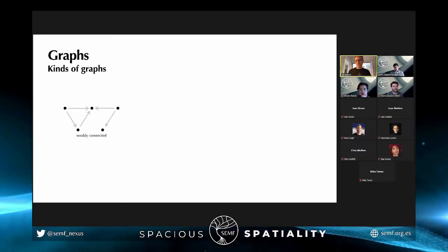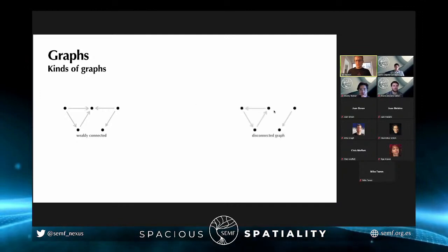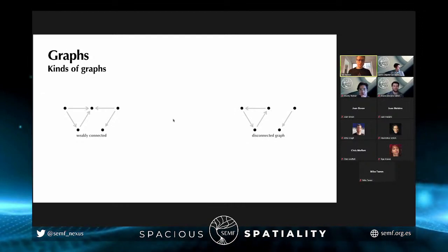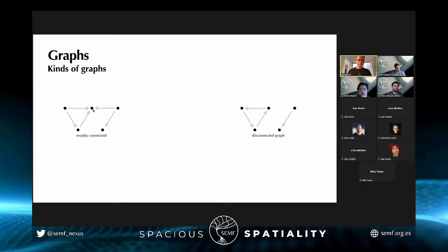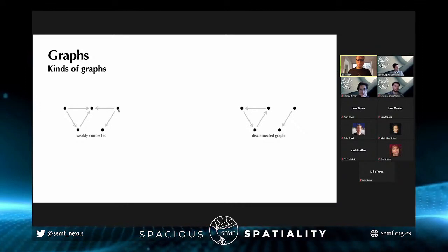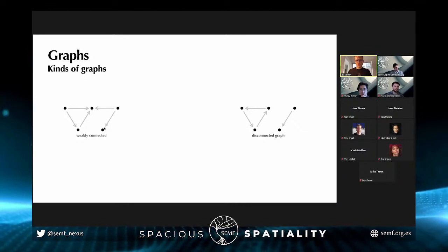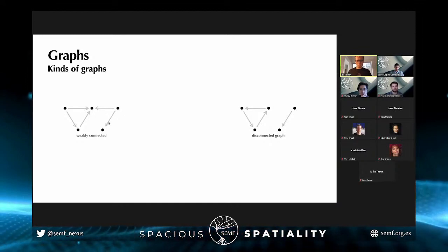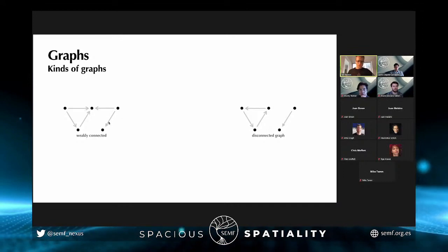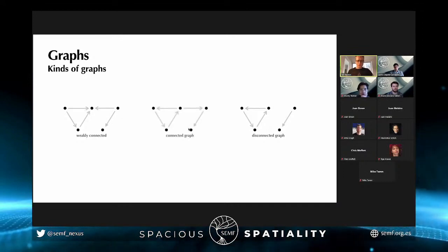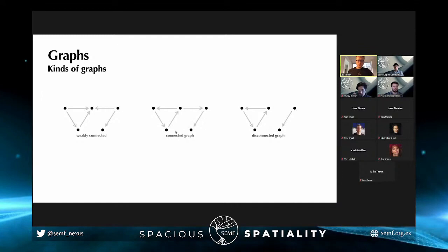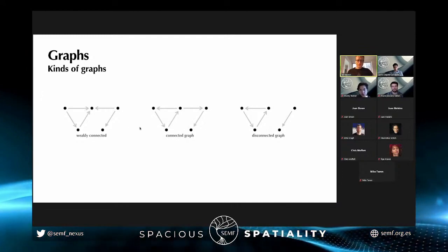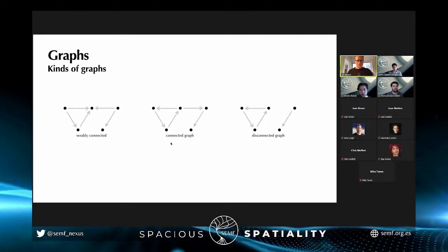So you can ask about how graphs are connected. For example, this graph is disconnected, which means that there are some pairs of vertices which have no path between them. This graph is weakly connected in that there are some pairs of vertices where you can't find a way to connect them that respects the orientation of the edges. So to get from here to here, you have to go backwards along one of these edges. For the purposes of weakly connected, that is allowed. For purposes of strongly connected, that's not allowed. And so when I say connected graph, it means strongly connected.